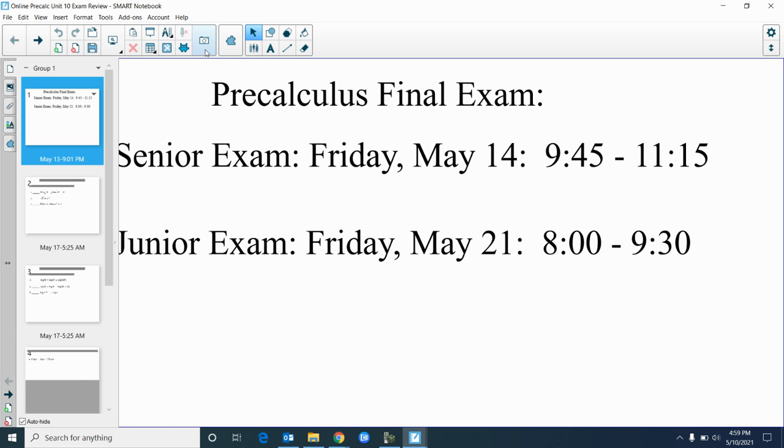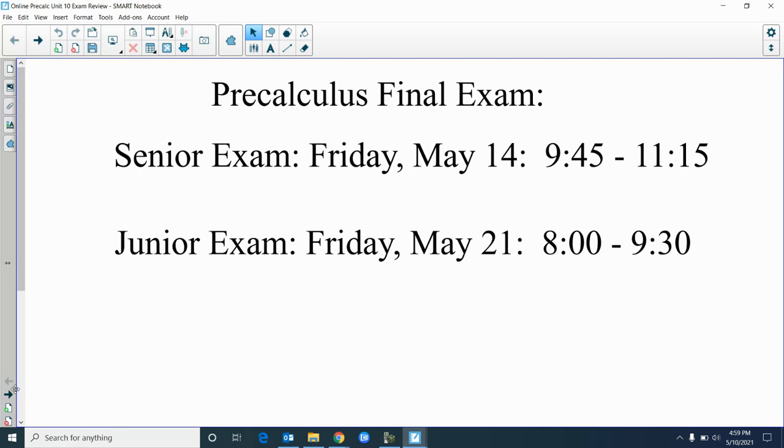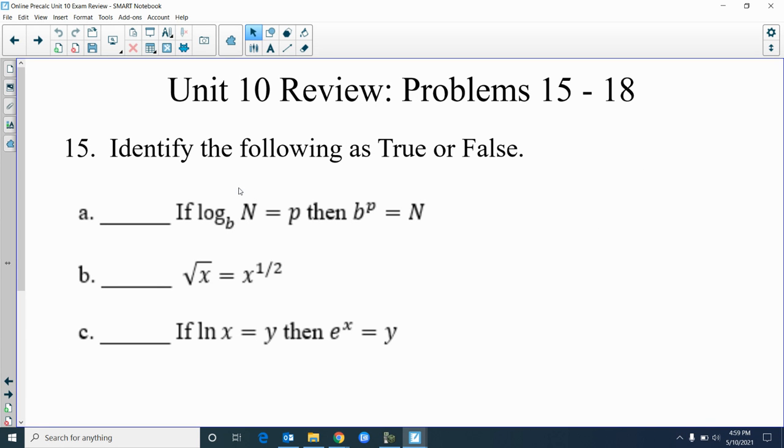All right, let's just finish up here and go through Unit 10. Those would be problems 15 through 18. All right, true, false. I'm going to break these up in two because I'll talk about it in a bit. Identify the following as true or false. For the first three here, and I'll explain why, it's true, true, false.